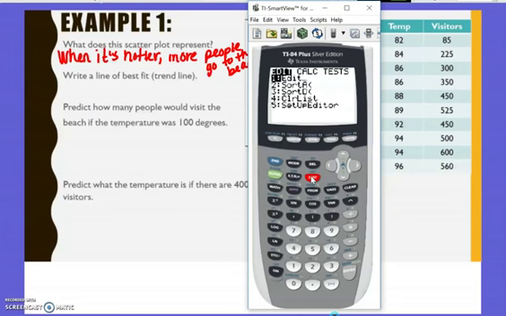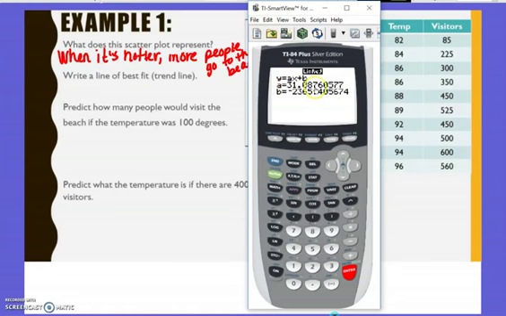Then we hit stat, over to calculate, and go down to number 4, which is LinReg, just like the linear regression you've known how to do. Then it hits calculate, and we hit enter. We're going to get some big numbers here, and that's fine. I'll make a little note: we're able to round to the hundredths, 2 decimal places. So my slope is 31.08, blah, blah, blah.